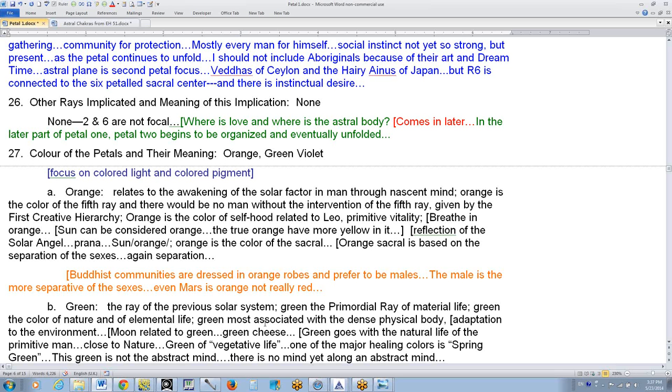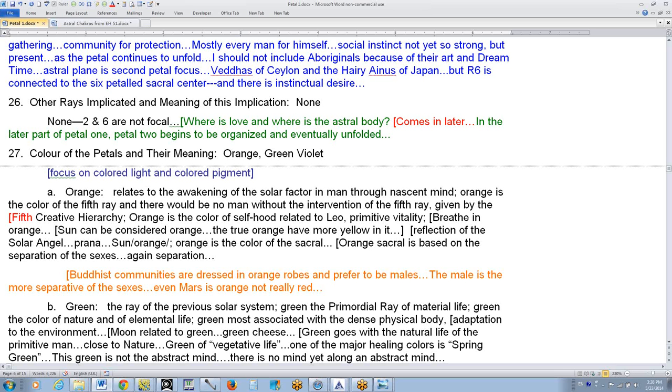The ability to separate what is perceived as the self and what is perceived as the not self, eventually perceived. So there would be no man without the fifth ray given by the, and it's not first, it's fifth creative hierarchy. Orange is the color of selfhood, related to Leo, primitive vitality. We breathe in orange. The Tibetan advises us to augment our vitality. It's connected with prana. The sun can be considered orange, though we're told the true orange has more yellow in it. All orange is a reflection of the solar angel and of prana.